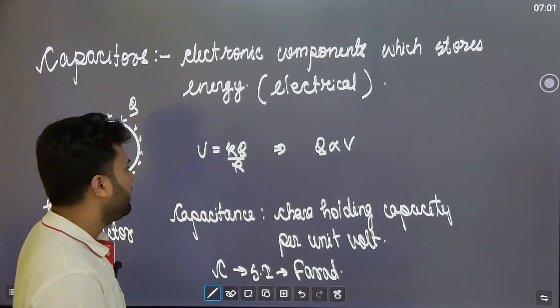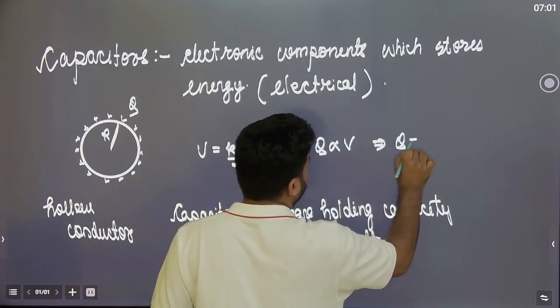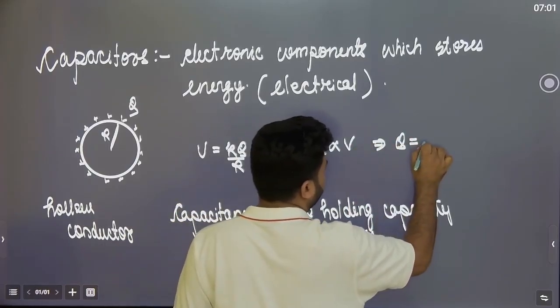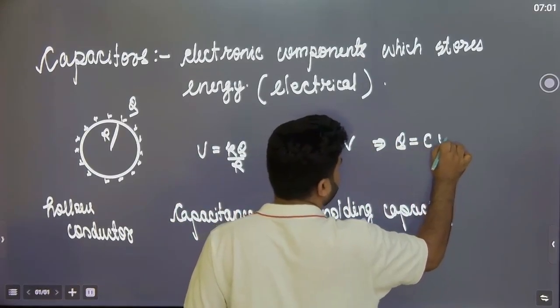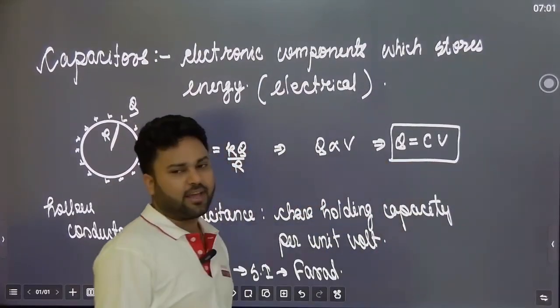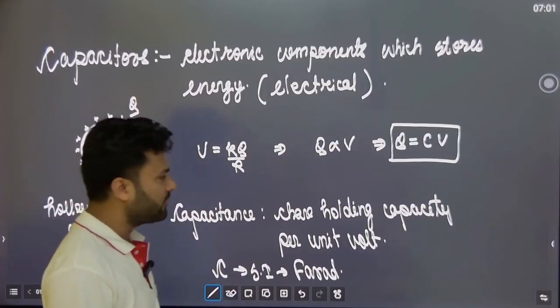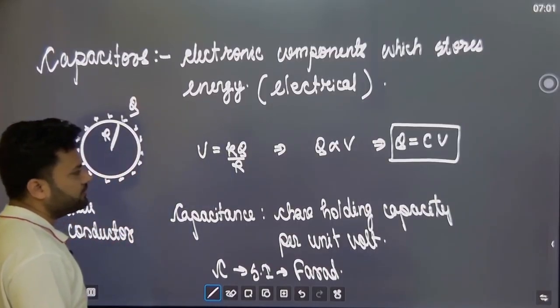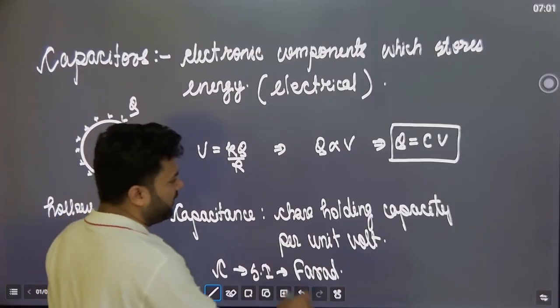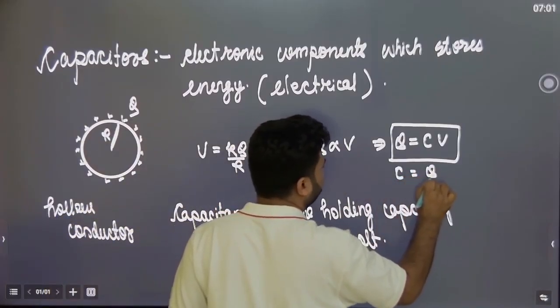Okay. So we can define Q equals some constant times voltage. This constant is called the capacitance of the device. Q equals CV. And from here, we can write C equals Q divided by V.